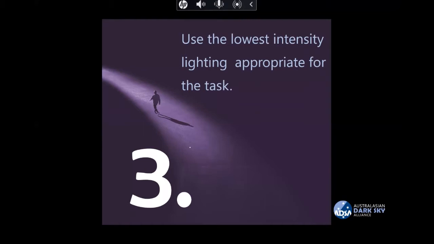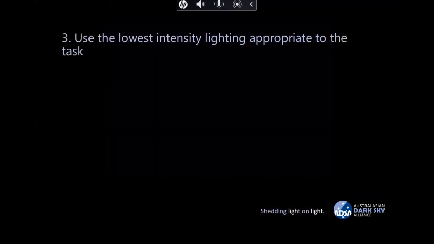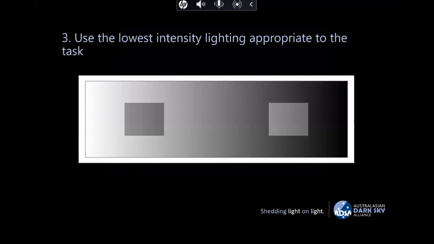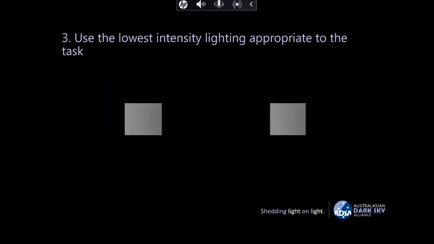Use the lowest intensity lighting appropriate to the task. Well, this is a very difficult one to talk about because the reality is each and every situation will be different. So what we thought we'd do is share with you this optical illusion. I think everyone can pretty clearly see that the square on the right is brighter than the square on the left. But of course we know that isn't the case.